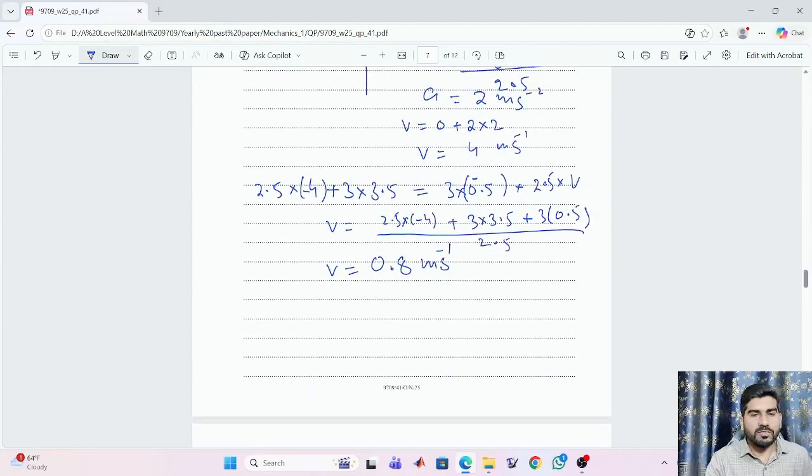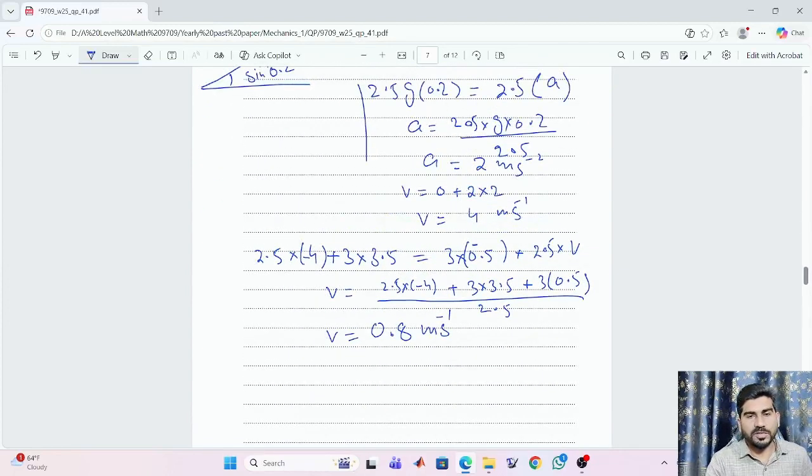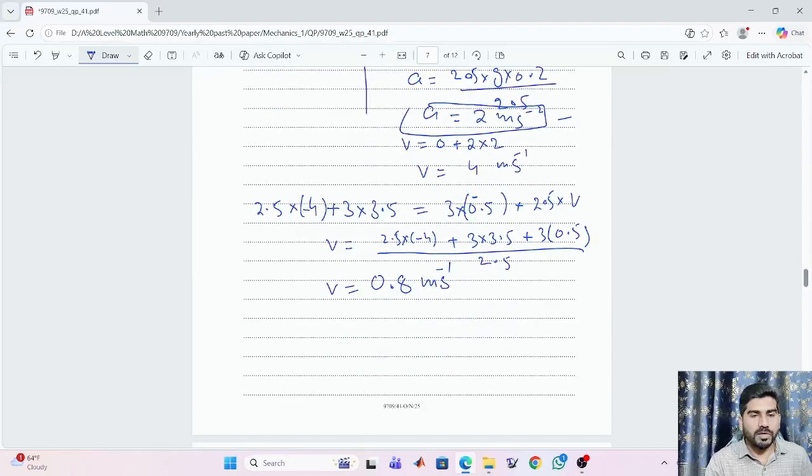Now we have the velocity, and we have the acceleration, which is positive 2, but when it is moving upward, it becomes negative. We have the initial velocity, and the final velocity will be 0 here. So we can apply the second equation of motion, 2as equals v squared minus u squared. Now we have a, which is negative 2, and it is moving upward. We want to find the distance here. V will be 0, and u is 0.8.